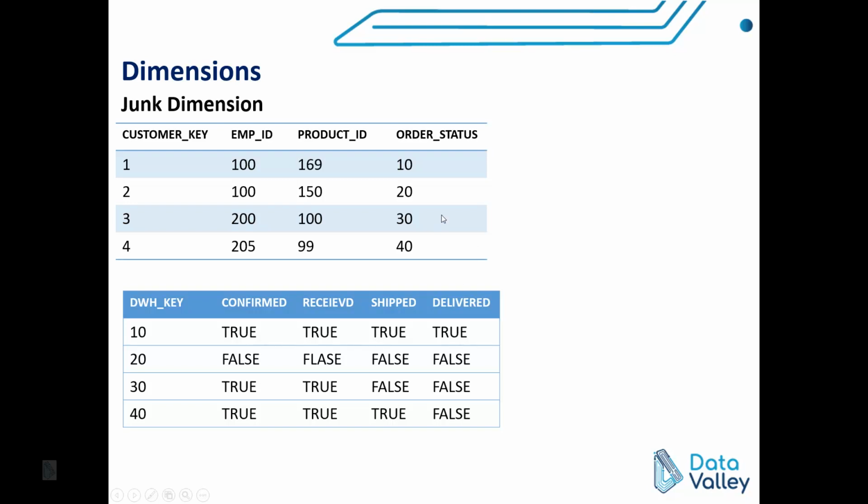For example, in the next order we have 20. If we go to 20, we can see it's not confirmed, not received, not shipped and not delivered, and so on for the other examples. So in our fact table, we had certain flags to indicate order status. So we took all these flags and put them in a separate dimension. We call it junk dimension.